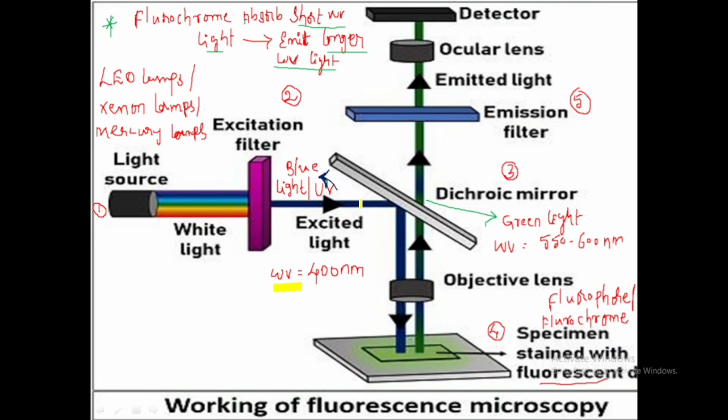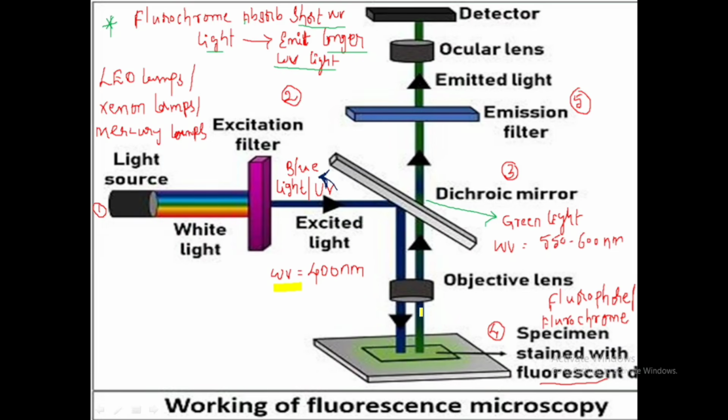That excitation light is reflected by the dichroic mirror, then passes through the objective lens and hits the sample. The sample is stained with a fluorescent dye. The fluorescent dye absorbs this light and immediately emits another light, which is green light. We can see the green light in the image. That green light has a longer wavelength and low intensity. The wavelength is 550 to 600 nanometers.